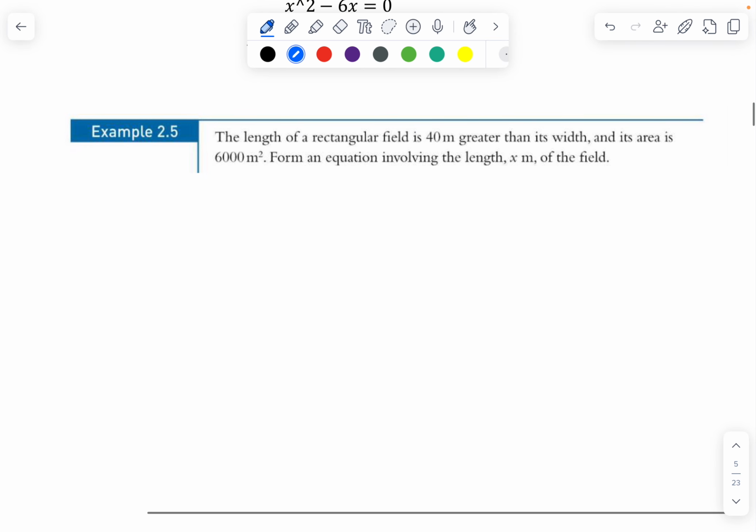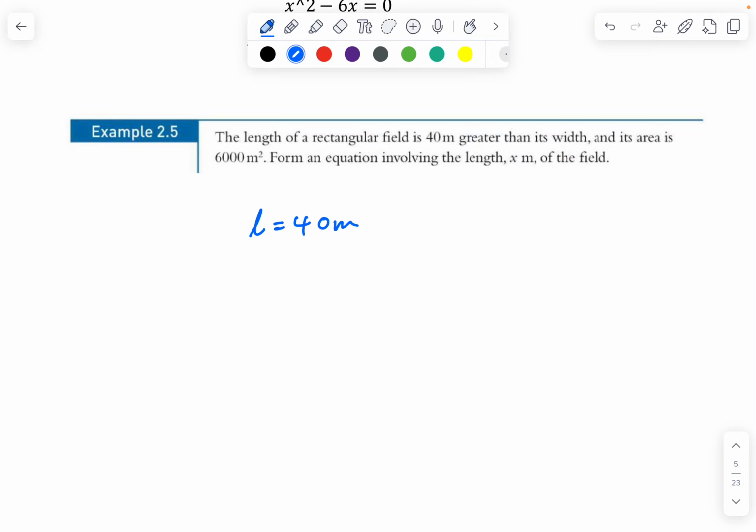But this part deals with constructing an equation for factorization. In this case, we do not factorize it, we just construct it. In some cases I like to skip this one because you don't use it much. The length of a rectangular field is 40 meters, its width, and its area is 600.